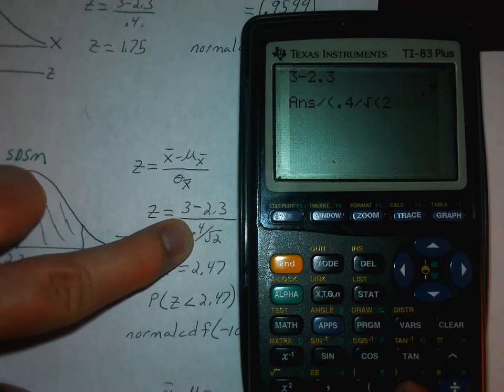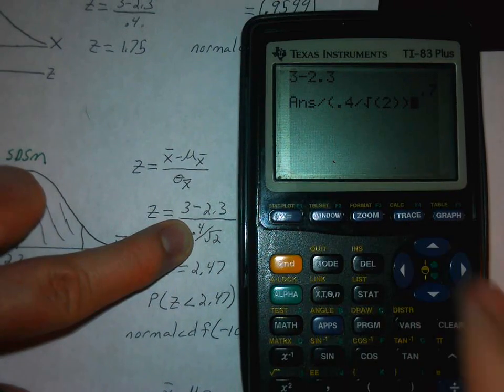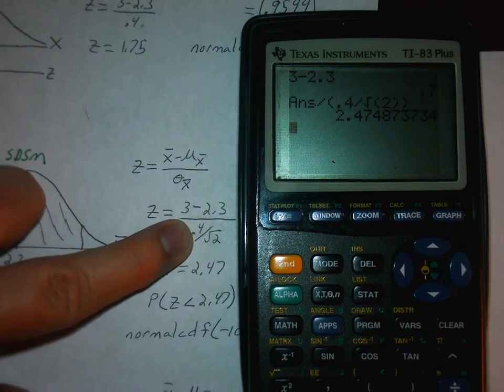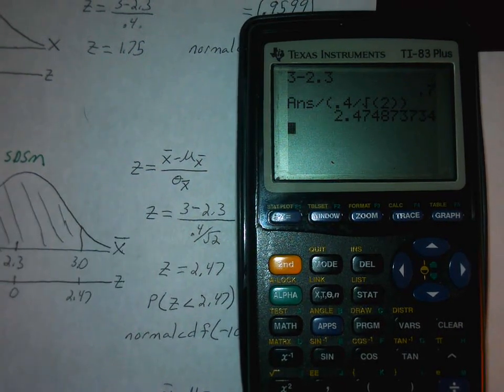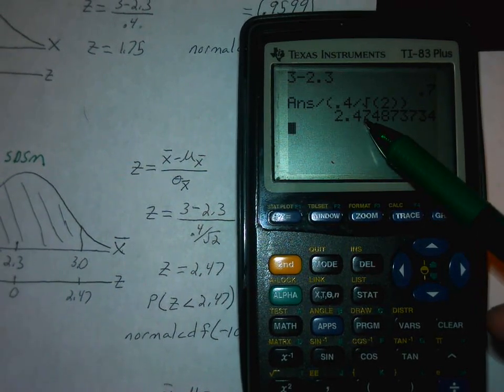Now notice when I press square root, parentheses pop up on my calculator. That may not happen on yours, but if it does, you have to end the square root part with the parenthesis, and then another parenthesis to close the first one. So that'll keep the 0.4 and the square root of 2 together. And you get 2.4748. So if you round to the nearest hundredth, because it's a z-score, that's 2.47.